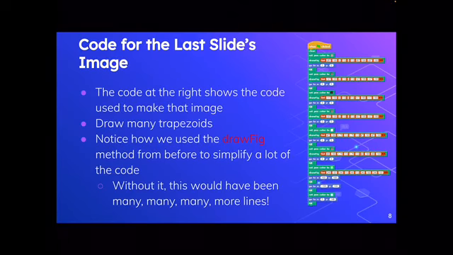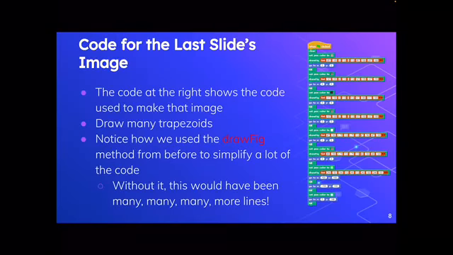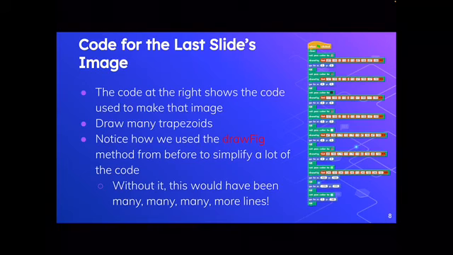Okay, so for anyone who really wants that image that is on the upper right, we can actually give you the code so that you can keep it or experiment with it. On the right, you can actually see the code that was used to make that image. It basically draws a bunch of overlapping trapezoids. Notice also how we use the drawFig function. If we actually had to write out the code for the drawFig function every single time, you can imagine how long this code would be.